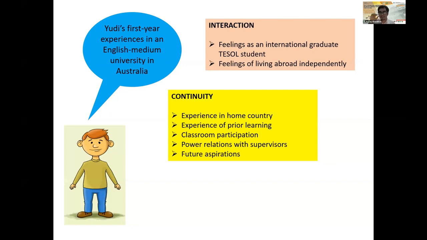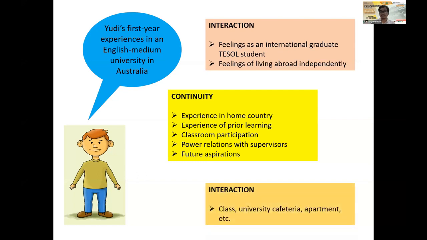That's past experiences. And then for present experiences, you can have classroom participation, present events, present activities, or power relation with supervisors, the ongoing relationship with supervisors. And the next aspect, in terms of continuity, is future aspiration. It deals with future ideas. What would he do in the future after graduating from Australian universities? So you need to focus on such aspects.